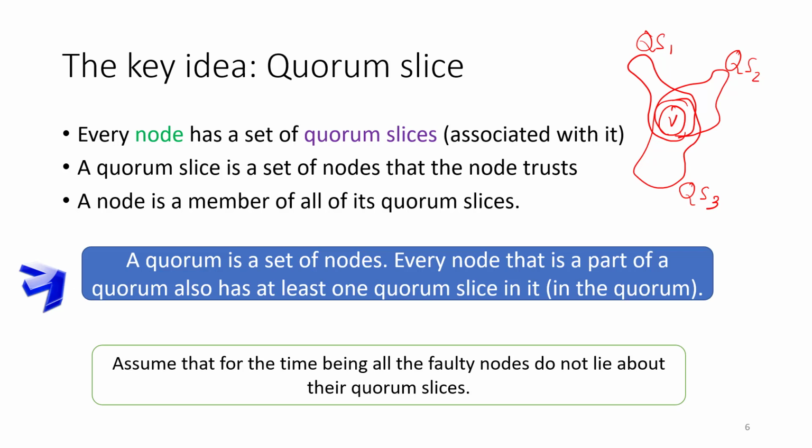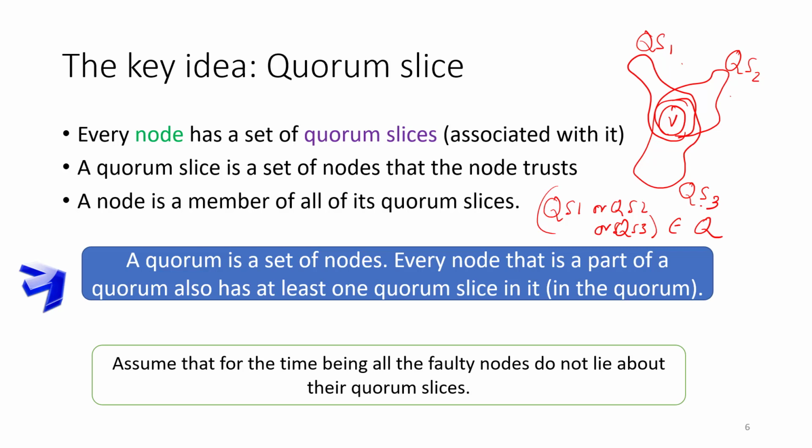A quorum is defined as a set of nodes, a very important concept. Every node that is a part of a quorum will also have at least one of its quorum slices. So let's say V is a part of a quorum and it has three quorum slices. Either QS1 or QS2 or QS3, any one of them has to be a part of the quorum.